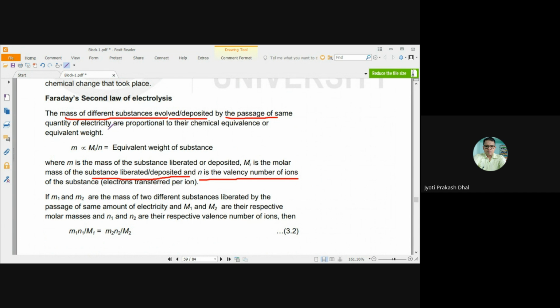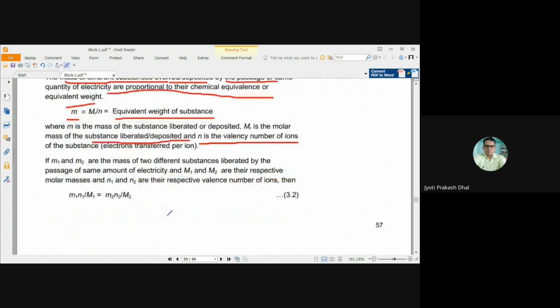The masses of the different substances evolved or deposited by passage of the same quantity of electricity are proportional to their chemical equivalents or equivalent weights. That means M is directly proportional to molar mass divided by n, that is the equivalent weight of the substance. So M is directly proportional to the equivalent weight, where M is the mass of the substance liberated or deposited, Mr is the molar mass, and n is the valency. So Mr by n is nothing but the equivalent weight of the substance.